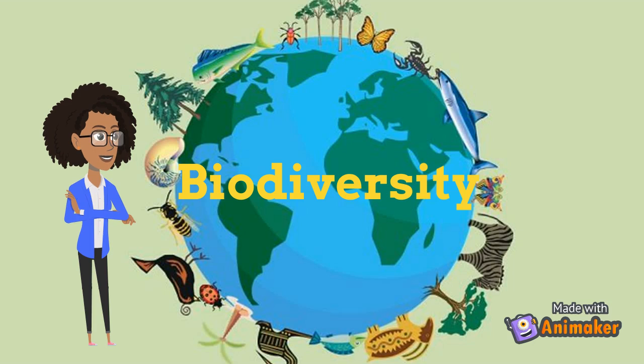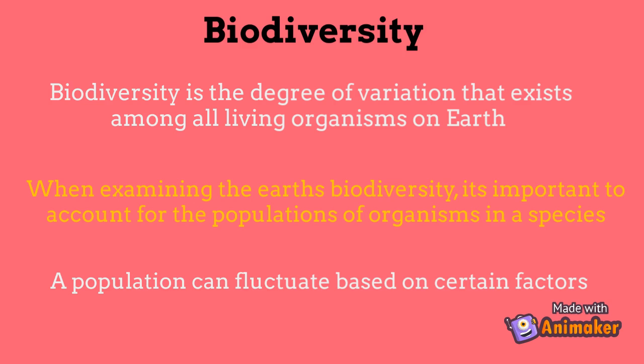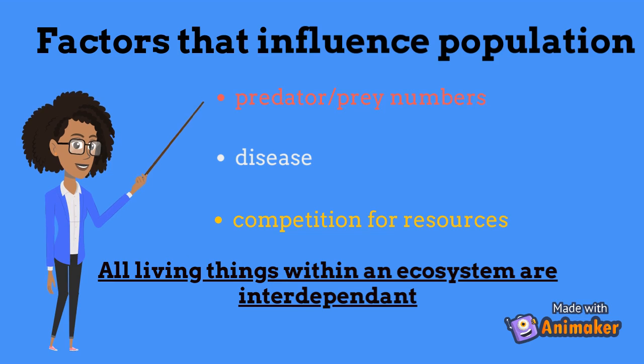Now, let's talk about biodiversity. Biodiversity is a degree of variation in all of the living organisms. When looking at biodiversity, it's really important to account for the population of the organisms in a species. The population of the organisms can change based on certain factors. Some of these factors are predator and prey numbers, disease, and competition for resources.